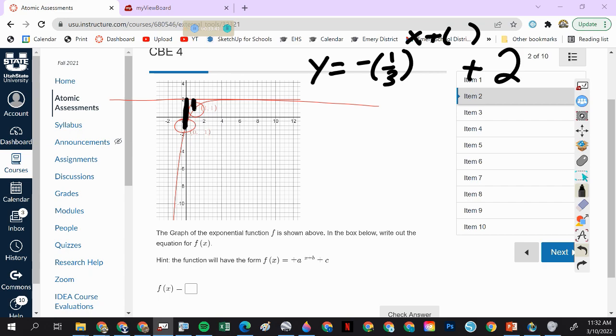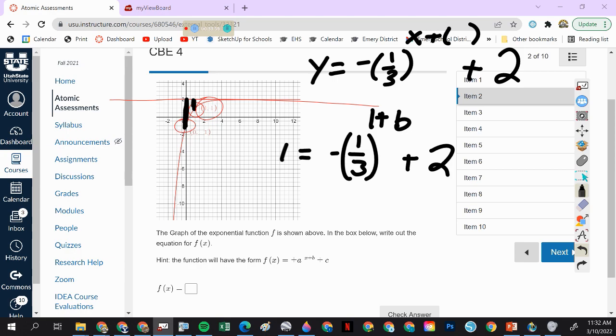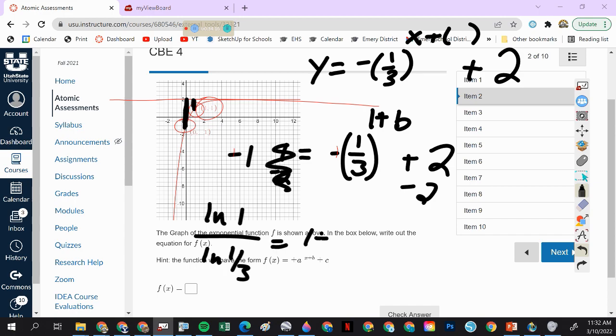So now I need to plug in the point (1, 1). So 1 equals negative 1/3 to the 1 plus b, plus 2. Oh, subtract 2, and this becomes negative 1. Flip the signs. ln both sides, and we get ln 1 over ln 1/3 equals 1 plus b. And once again, the number is negative 1. I don't think that's going to be the case every time. So this would just be a negative 1. It would be nice if they were.